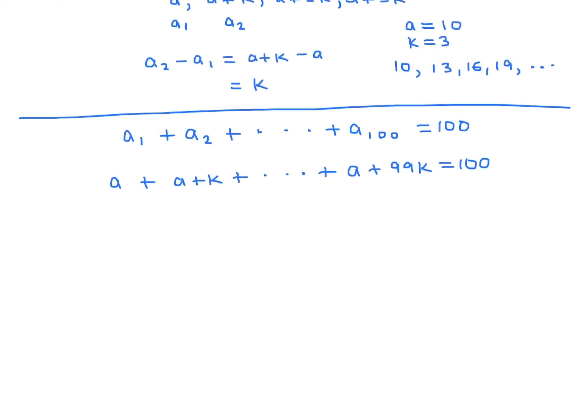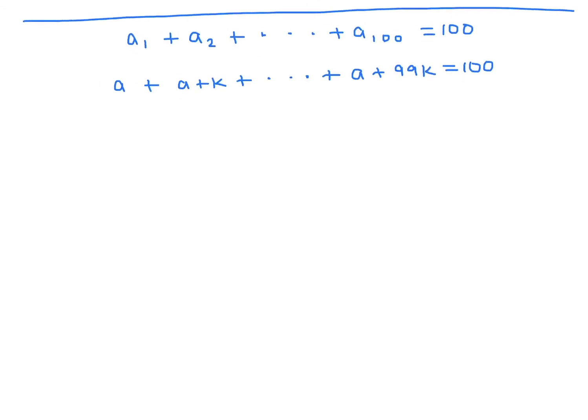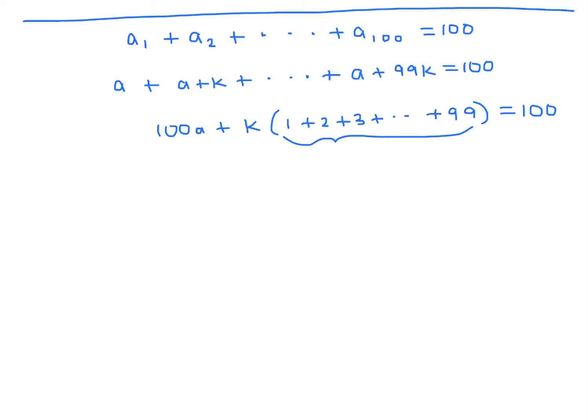Okay, so now we can add this up. There'll be 100 of those a's, right? And then you'll have k, but you can factor it out, and you'll get 1 plus 2 plus 3, all the way up till 99, and that equals 100. Now, do you remember a formula for calculating the sum of consecutive integers? It's n times n plus 1 divided by 2, where n is the last integer. So we can use that formula to quickly add those up.